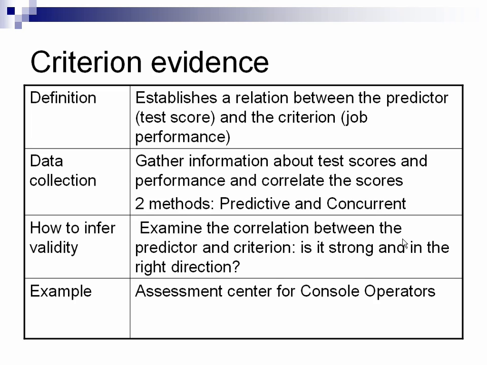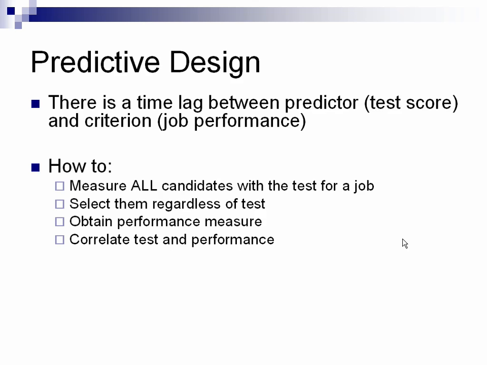So if it's strong and in the right direction, we have evidence of validity. The tricky thing about understanding criterion evidence is that there are two different types of gathering criterion evidence. There's predictive criterion-related validity, and concurrent criterion-related validity. Let's talk about predictive designs first. With predictive designs, there's a time lag between when people take the test, and that might be the cognitive ability test again, and when you measure the criterion, and in this case, again, it's job performance.